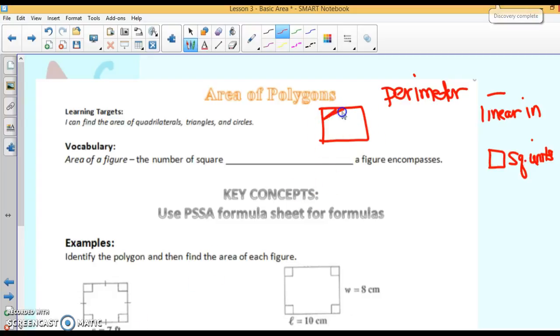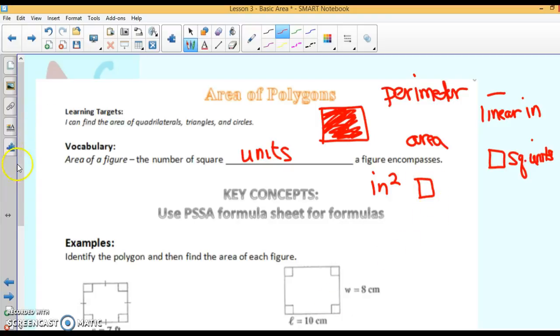Area, this is area. And you measure area in square units. This is what a square inch looks like. So it is in square units. You can write it this way, square inches. And a square inch looks like this. It's an inch by an inch, a square inch.